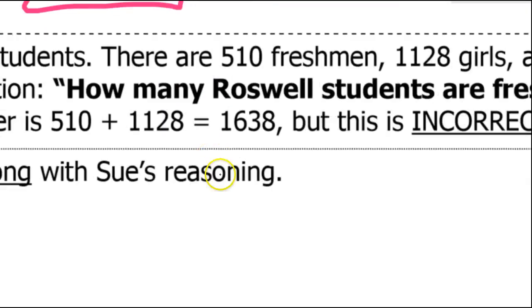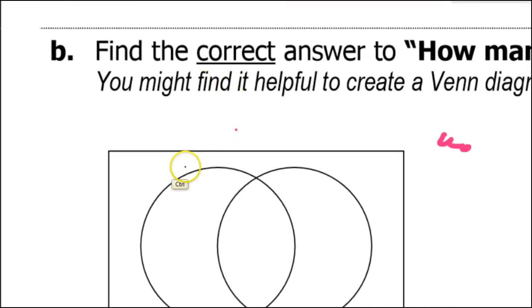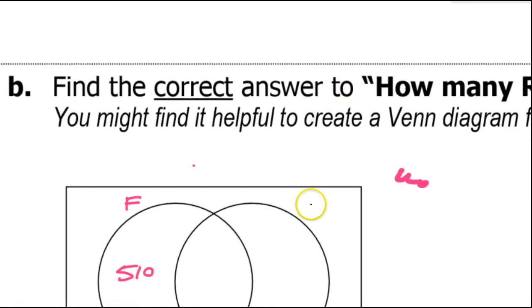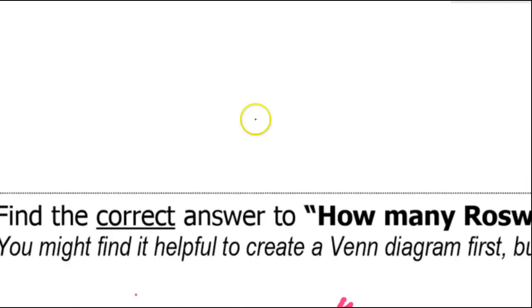Hey, there are 510 freshmen. All right. So if this is the circle that represents freshmen, some students will put 510 right here. That is wrong. Do not write that down. And then what are we talking about? Girls. All right. So this other circle represents girls.